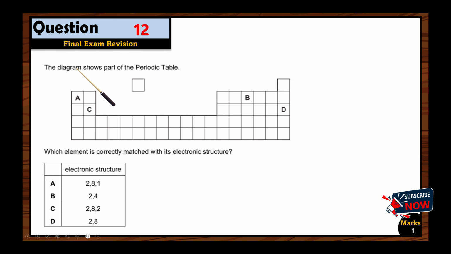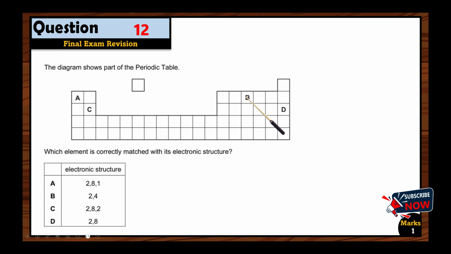Question number 12: the diagram shows part of the periodic table. Which element is correctly matched with its electronic structure? For this, you have to look at your periodic table. So A is lithium. It has 3 electrons, so the first shell will have 2 electrons and the second one will have 1. So 2, 1, but that's not here. So option A is wrong.